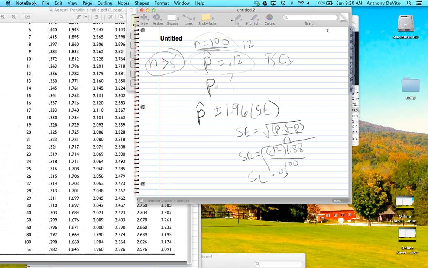Standard error is equal to 0.03, so it's going to be 1.96 times 0.03. Again, for my purposes to do this quickly, I'll just round it off. So the 95% confidence interval for the population proportion is going to be equal to 0.12 plus or minus approximately 2 times approximately 0.06. So it's going to be between 0.06 and 0.18.